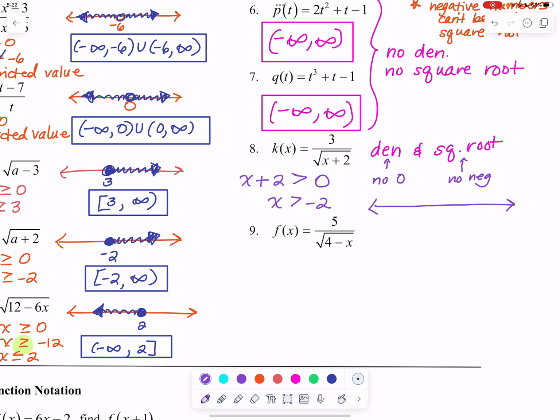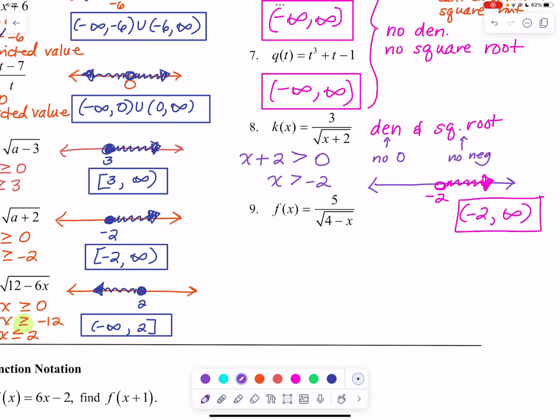So drawing that number line, if you see here, we have a negative 2, and we want everything bigger. We don't want negative 2 because it's greater than. So we would have negative 2 to infinity as our domain.